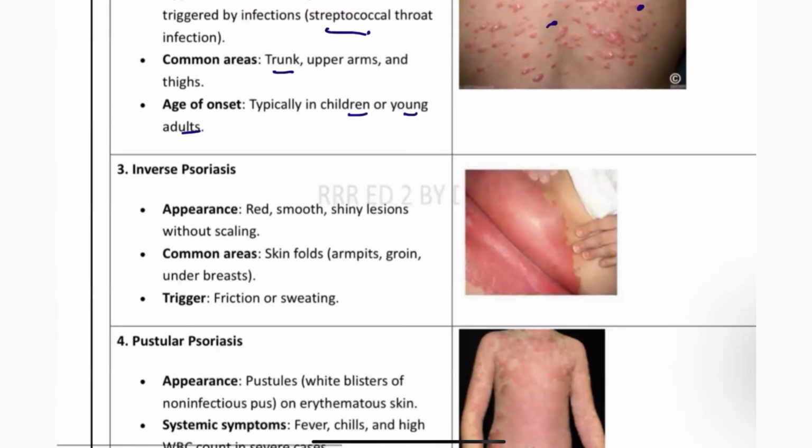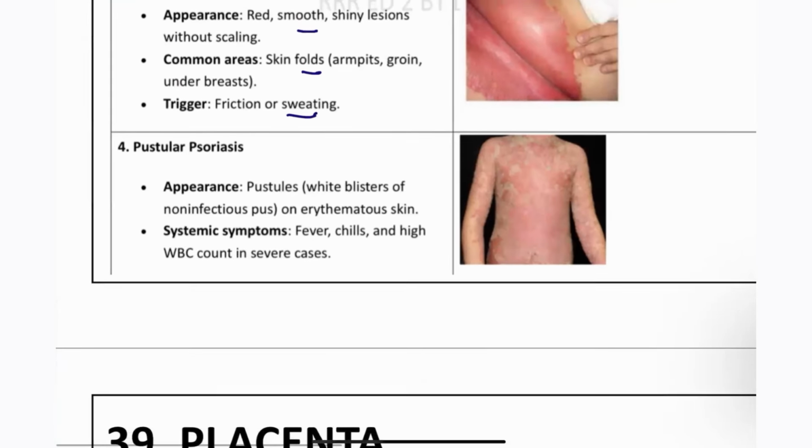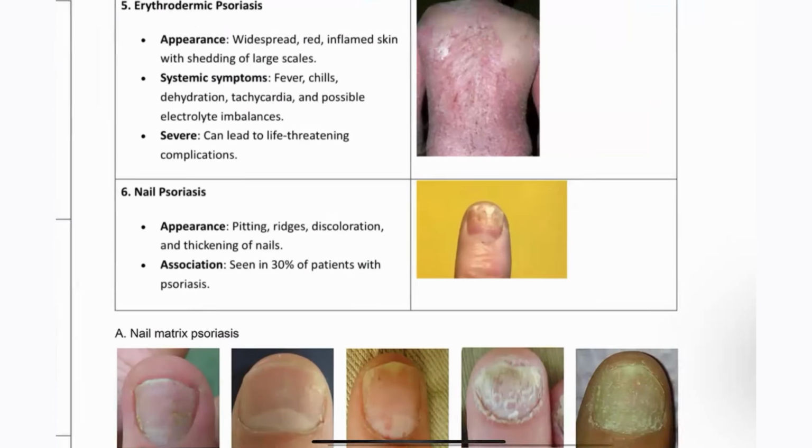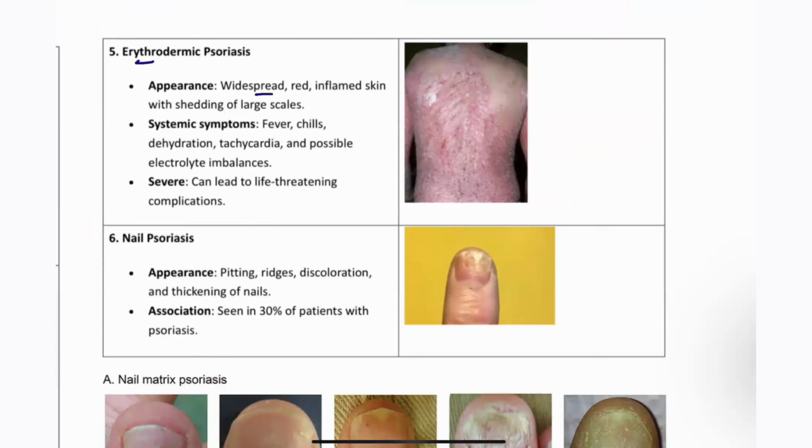Next, inverse psoriasis, especially in the skin folds, with friction and sweating. Next, pustular psoriasis. Pustules are present in this patient, with fever, chills, high fever, and raised WBC count from the inflammation. Next, erythrodermic psoriasis, with widespread red inflammatory skin, and sometimes it can be a life-threatening complication.